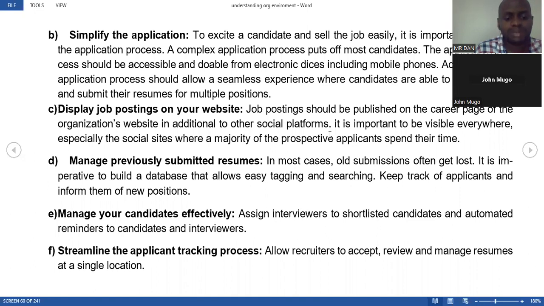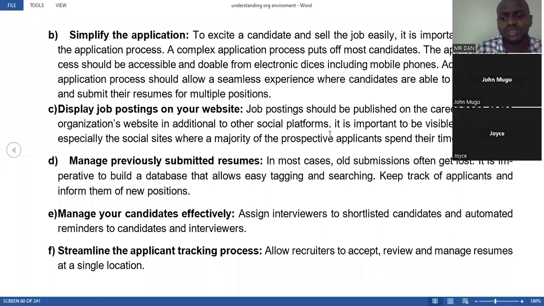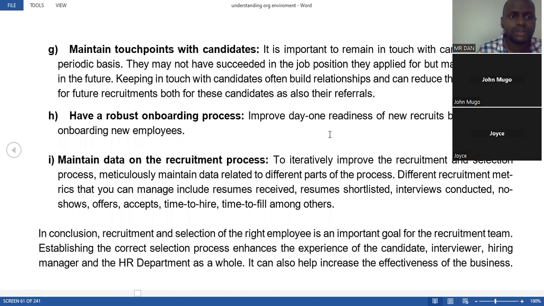Streamline the applicant tracking process so it's easy for tracking, where we have jobs that have different stages, for example, first interview, second interview, and things like that. So make sure that you are able to keep track of those steps as you go along. Maintain touch points with candidates. It is very important to still remain in touch with candidates, even if they do not pass the interview. You can always keep in touch and build a relationship for the future.